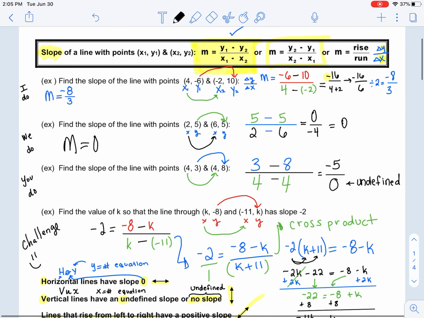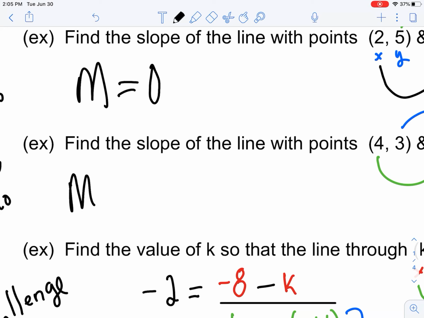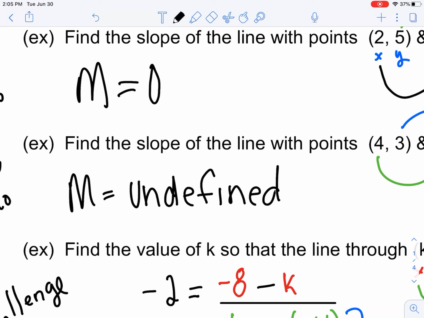So whenever something has a slope that's no slope or undefined, we could say the slope is undefined. That's because it's a vertical line. Whereas a 0 slope is going to yield a horizontal line.